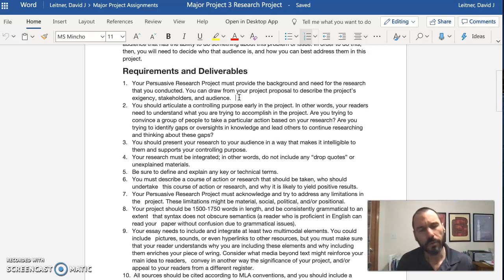So any quote that you use, you might need to explain it. You might need to say where it comes from, why it's credible, okay? All these things that we've already done. In many cases, you've already done them in the proposal and the bibliography. But don't just cut and paste something from those 2 projects.